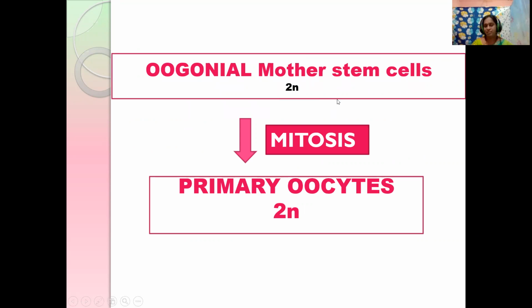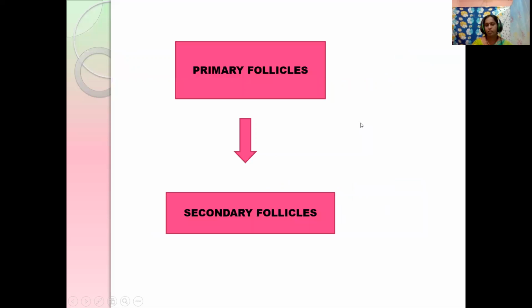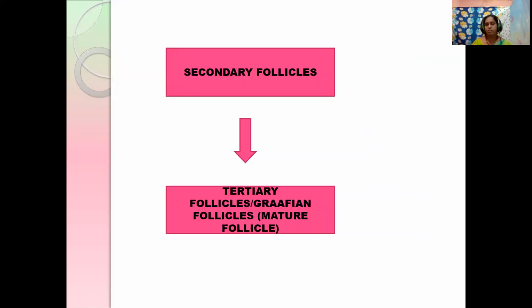So once again, we see in the flowchart, students, oogonial cells undergo mitosis and form primary oocytes. These are all diploid, having 46 chromosomes. These primary oocytes, surrounded by follicular cells, form primary follicles, and they convert to secondary follicles and to the tertiary follicles by meiosis 1 and 2.